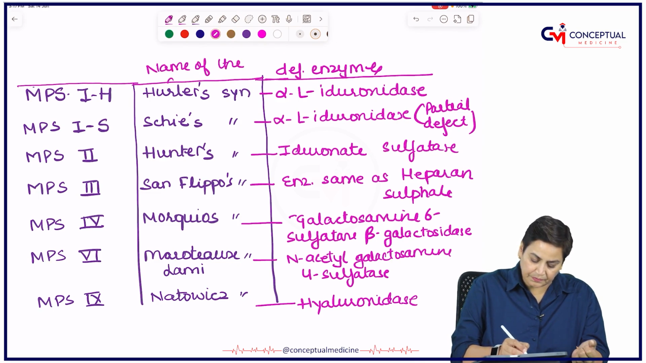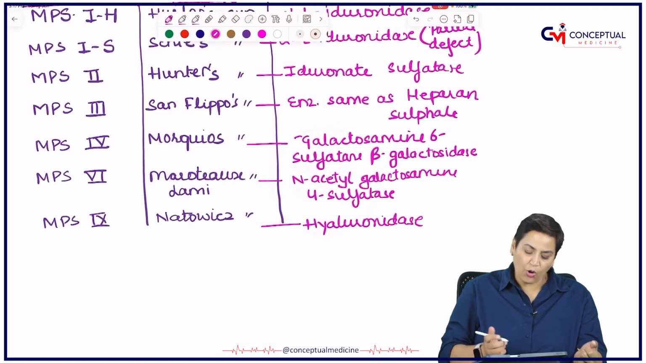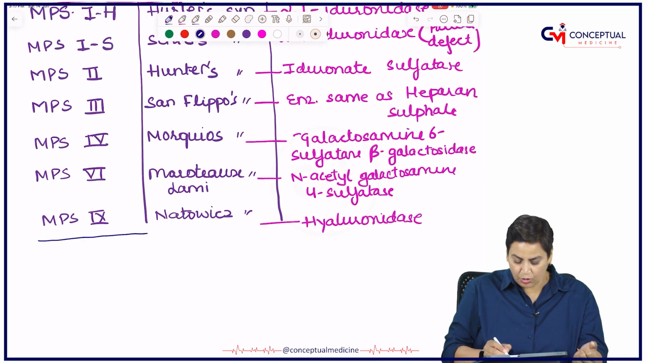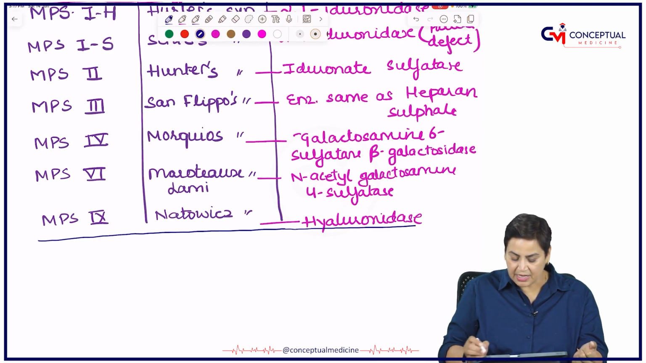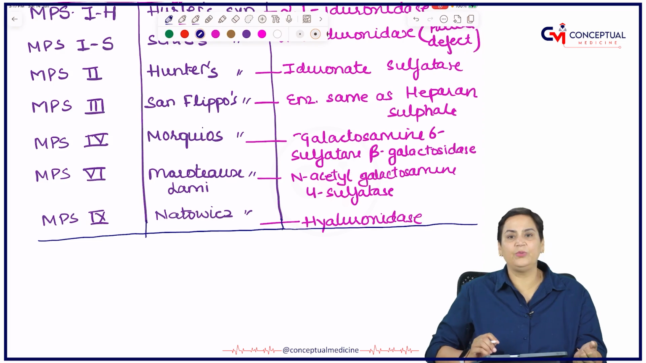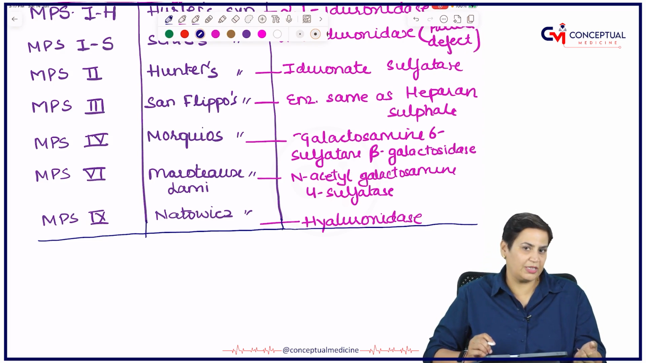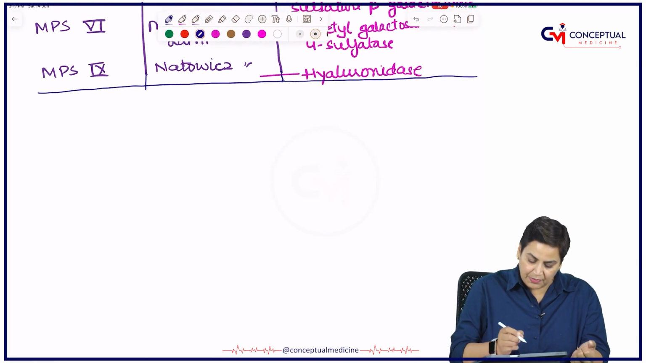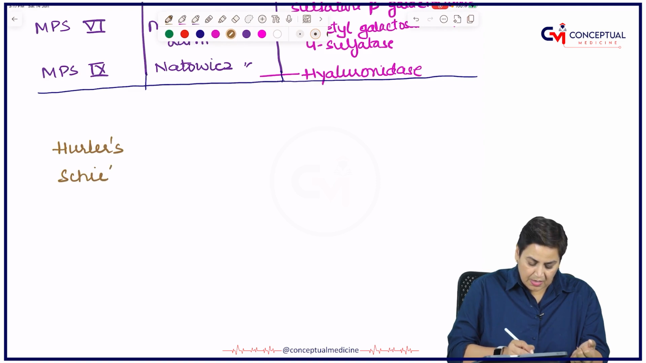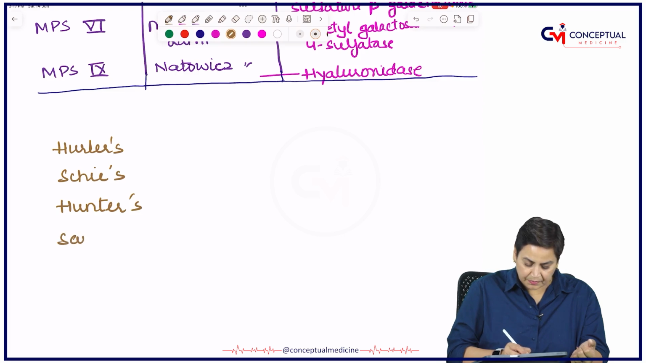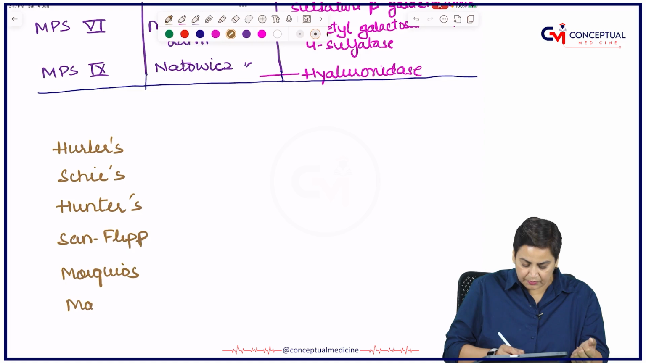Now the question is, all of them are going to have more or less similar features, but what are the different features by which we can distinguish these different types of mucopolysaccharidoses? So if I talk about it simply, I will write the classification here as Hurler, Scheie, Hunter, Sanfilippo, Morquio and Maroteaux-Lamy syndrome.